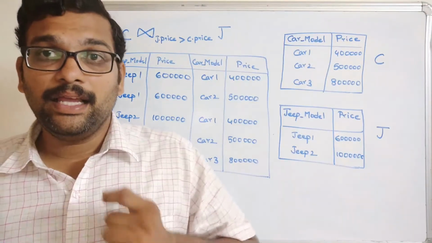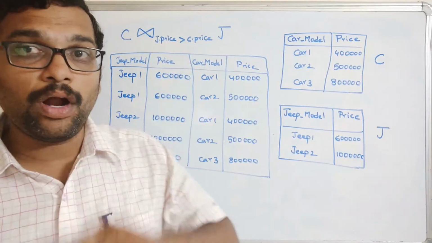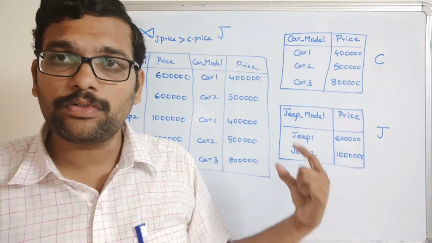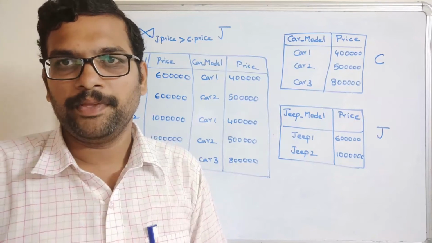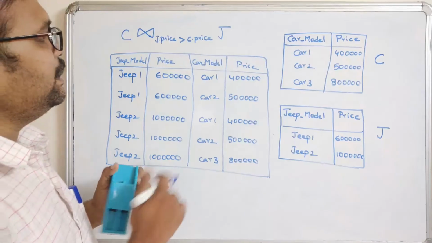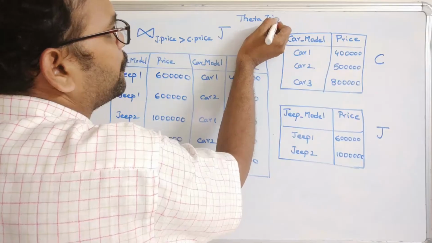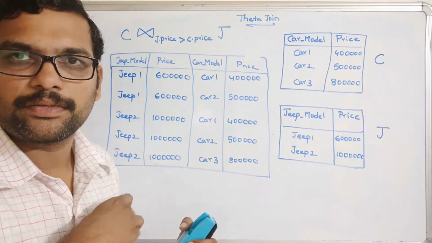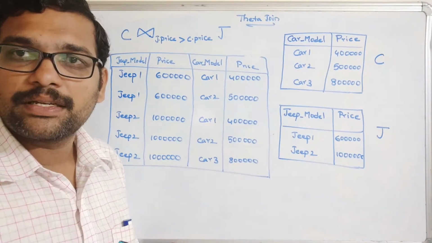That means here the two relations get joined with respect to the condition, not with respect to equal attributes. The attributes from the different tables may not be equal, but the data types must be equal. So this is the theta join, which is similar to our Cartesian product or cross product. Hope you understood this theta join. The next one is natural join.